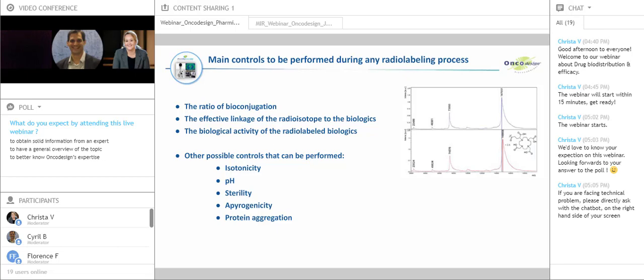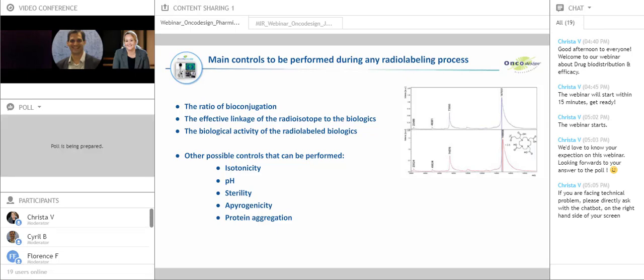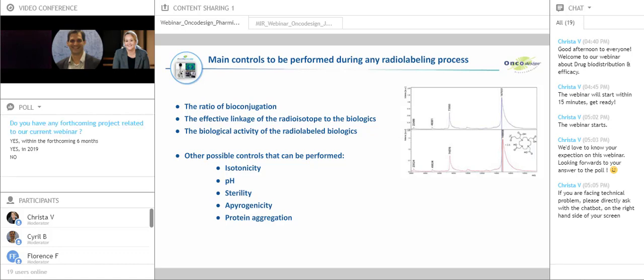Another control that is possible: you can check the isotonicity, the pH, and the sterility. This is mainly when you want to inject animals. And also, for example, protein aggregation. Sometimes when you add chelating agents to an antibody, you can drive some aggregation of your antibody. So it's important to check before any in vivo experiments.